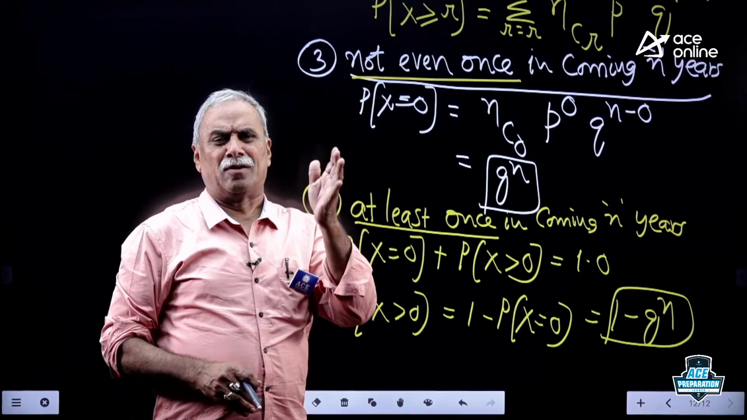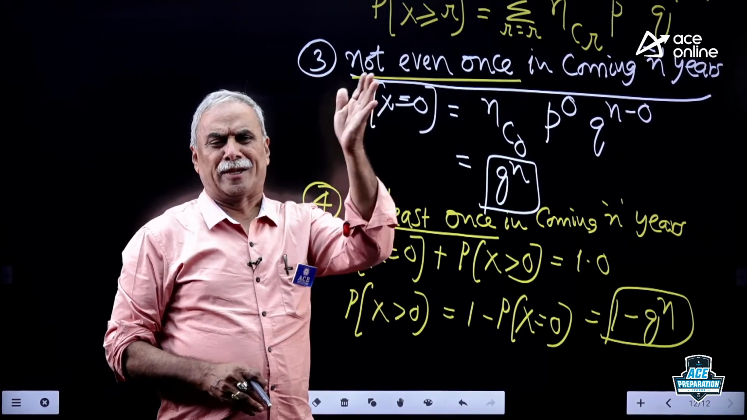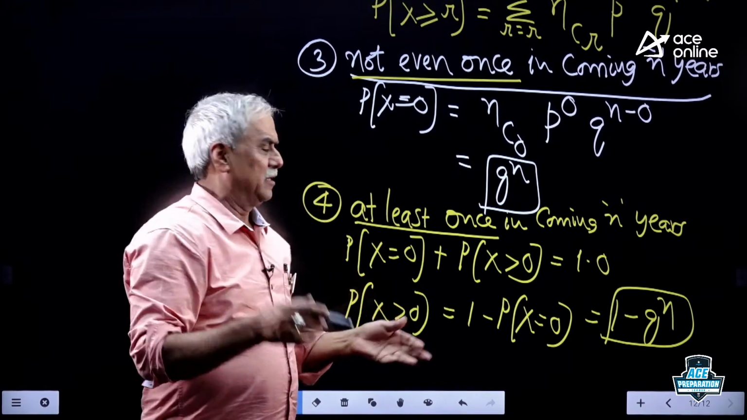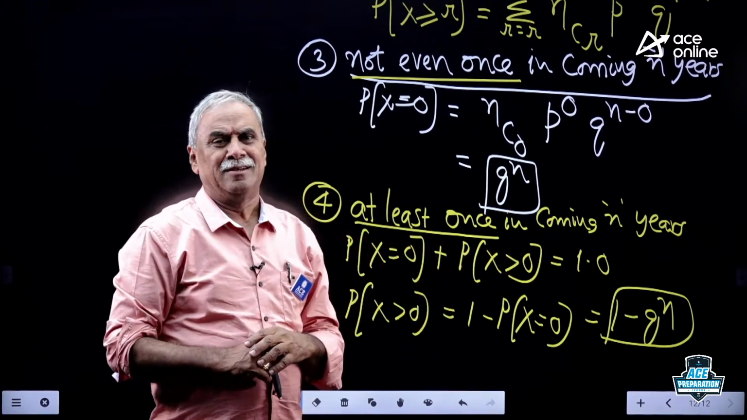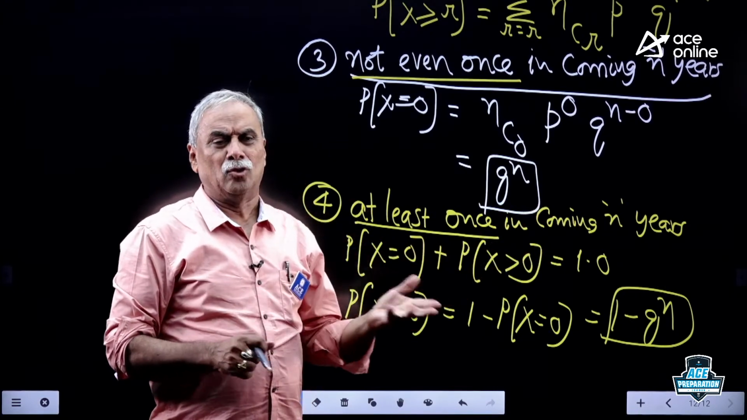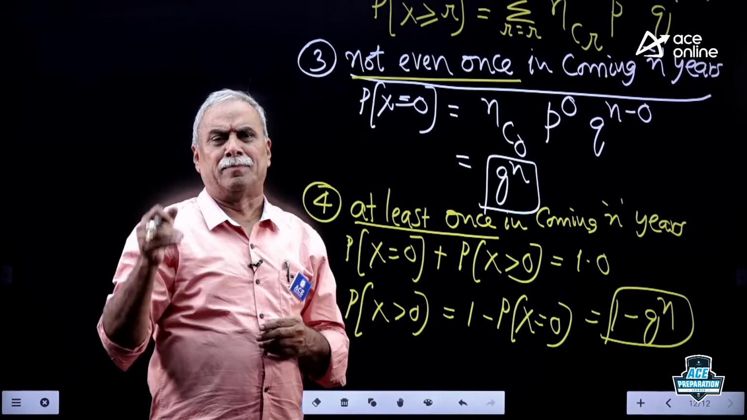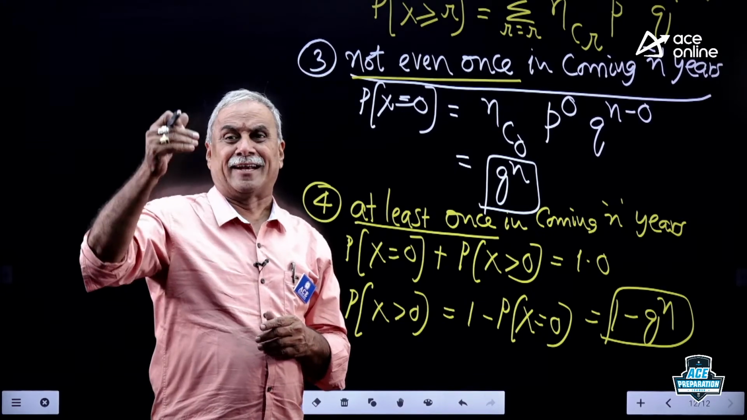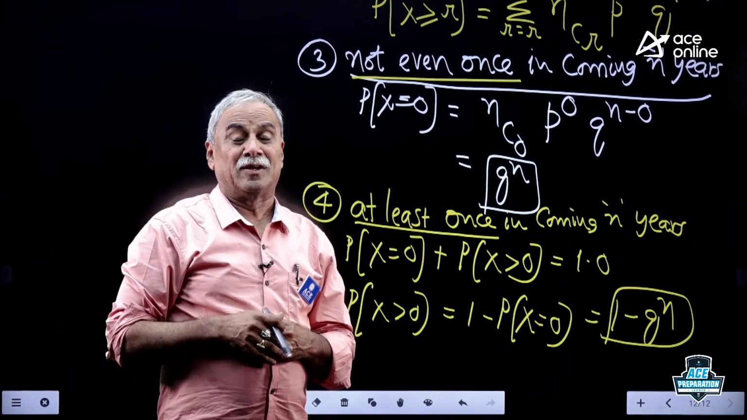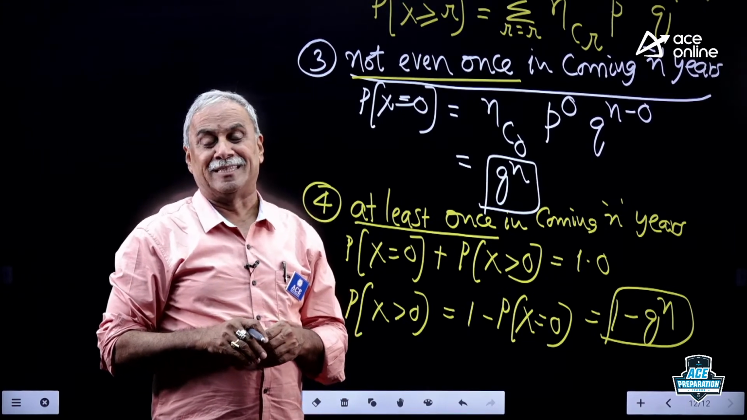What is the chance of getting a particular rainfall at a particular rain gauge station at least once in the coming 6 years? 1 minus q power 6. In the coming 4 years, 1 minus q power 4. Q is 1 minus P, and P is 1 by return period. From what data is the return period expected? From the previous rainfall data.